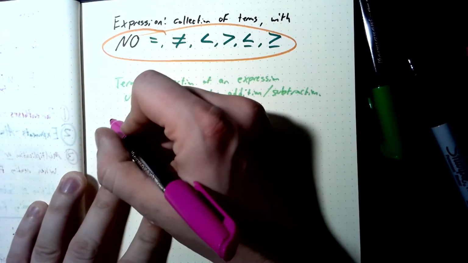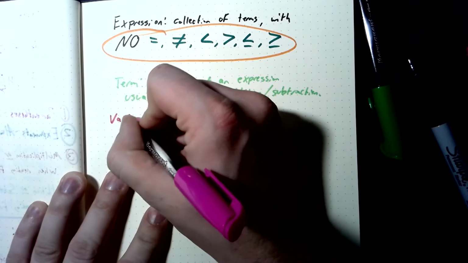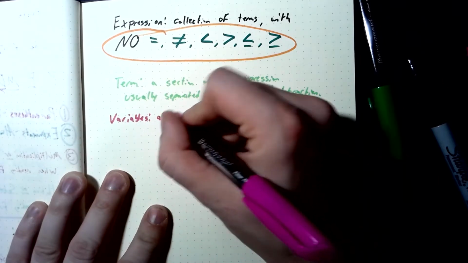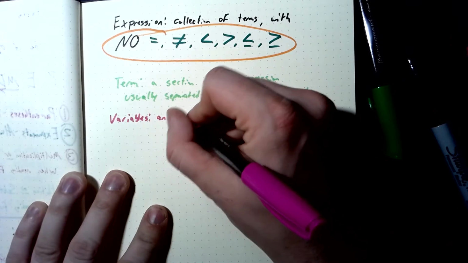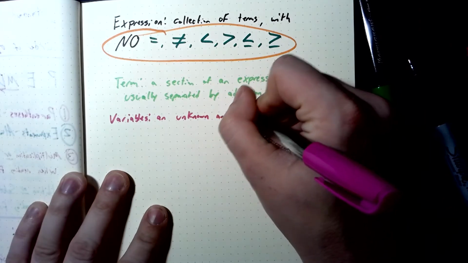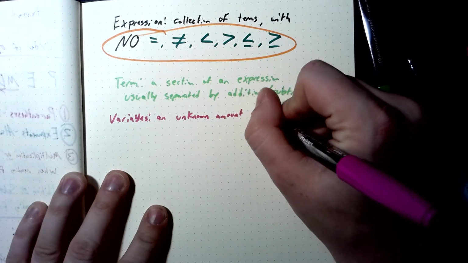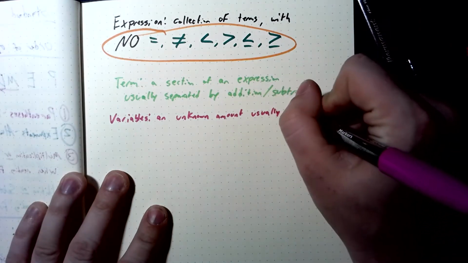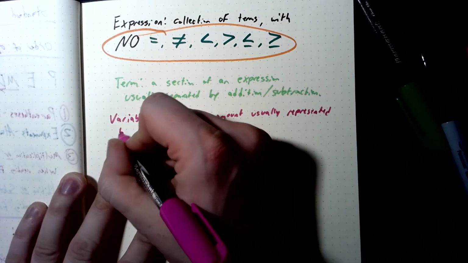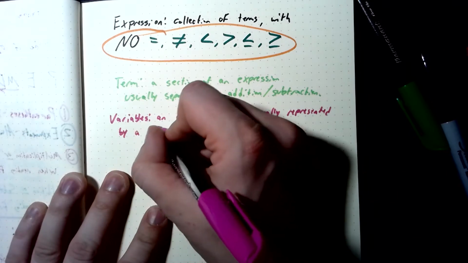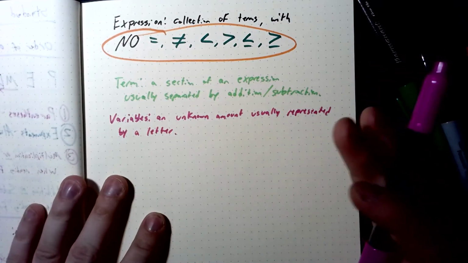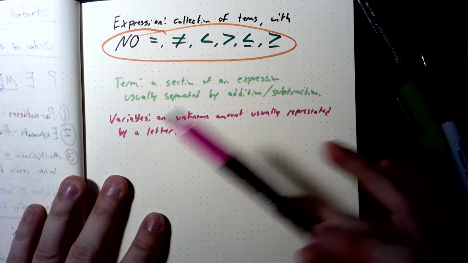Aside from a term, we have things called variables. Now, a variable is any unknown amount, and these are usually represented by a letter. Could be X, Y, Z, A, B, C, D, any of those.